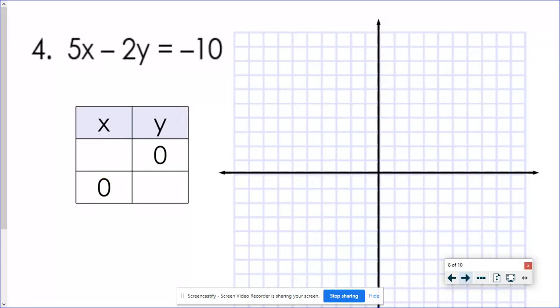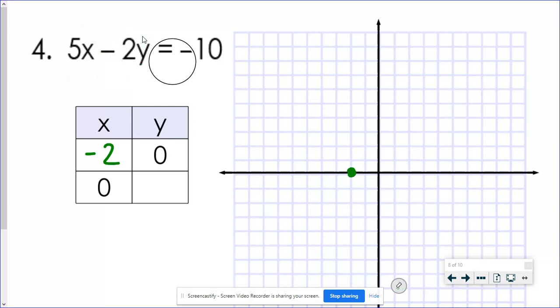For this problem, we do have to be a little bit careful with the negatives, the subtraction in here. The first one doesn't really even matter that much. If the y is 0, I would have 2 times 0, which is 0, and subtracting 0 also doesn't do anything, so it doesn't even need to be in my equation. What I have right now is 5x equals -10. So 5 times what number gives me -10? That's going to be -2. So (-2, 0) is right there.